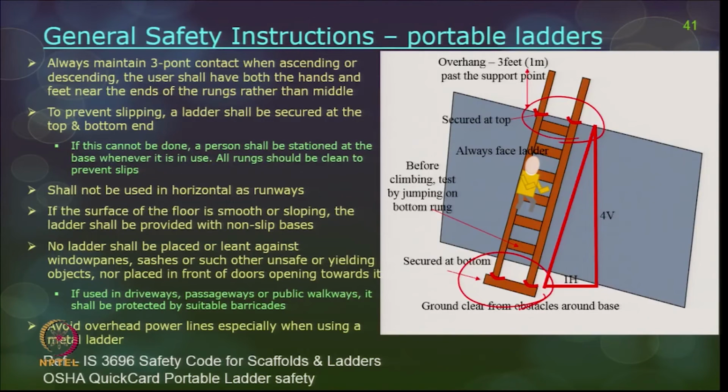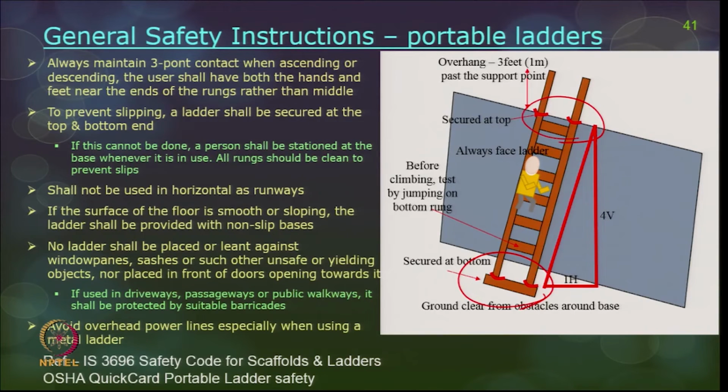So, at any point of time there should be 3 points of contact on the ladder. If you try to carry some material, you may not be able to maintain 3-point contact, and obviously you are going to have a fall hazard. To prevent slipping, a ladder should always be secured in place, even though it is a portable ladder, and wherever it is used, it has to be properly secured both at the top and at the bottom. When you climb up or down the ladder, always face the ladder and do not use the other way.